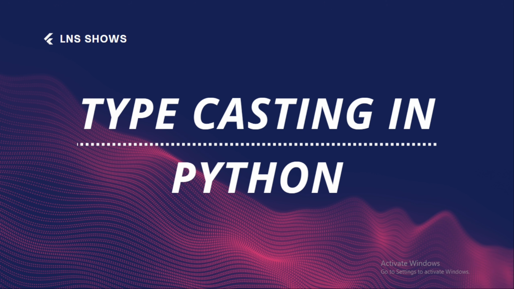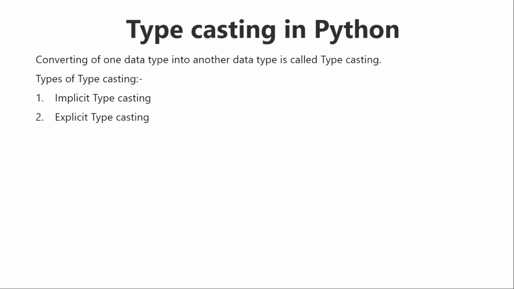In today's session, we will be discussing typecasting in Python. Typecasting is a method of converting one data type into another data type. We have two types of typecasting: one is implicit typecasting and the other is explicit typecasting. We can go through them one by one.